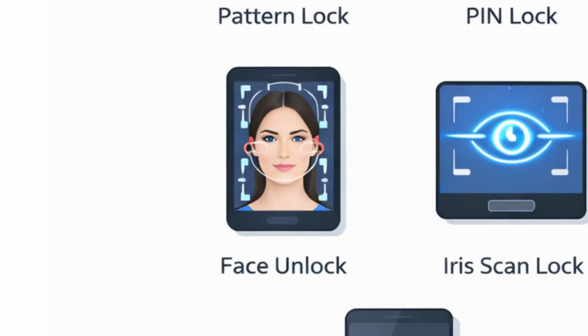Iris scan lock screen. An iris scan lock screen analyzes the detailed patterns in a person's eyes. It was introduced as a high-security biometric option on certain devices. The key difference is its precision, since iris patterns are extremely unique and difficult to copy. It matters because it offers strong protection, though it is less common due to cost and user convenience.